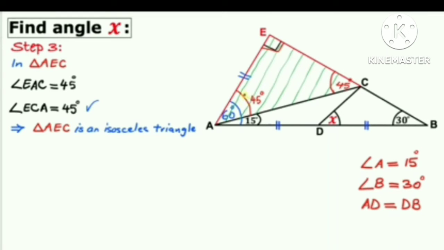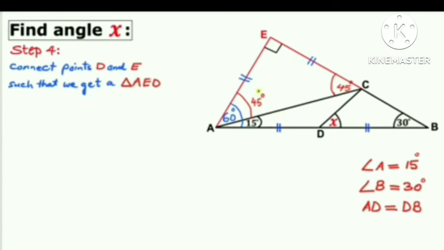And now we can see that these two angles are 45 degrees each. So that means this is an isosceles triangle. That means this side is going to be equal to this side. That means this side is also equal in length. And here's our next step. Let's go ahead and connect these points D and E. Let's go ahead and connect this point E with this point D.